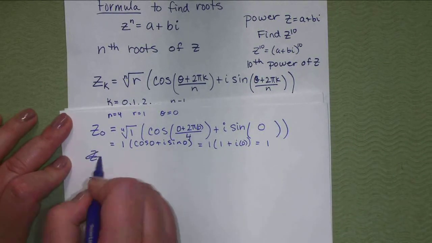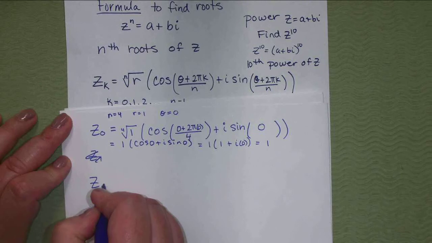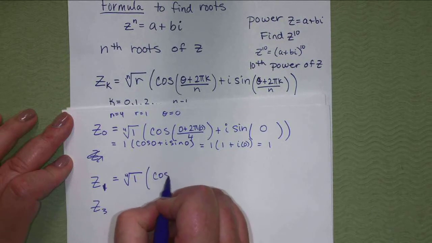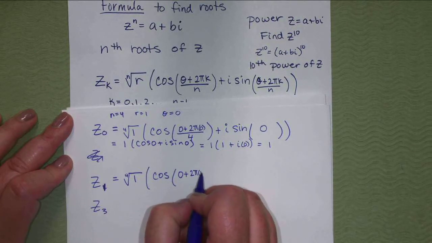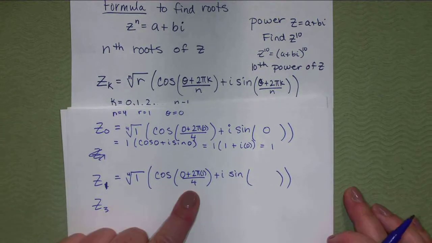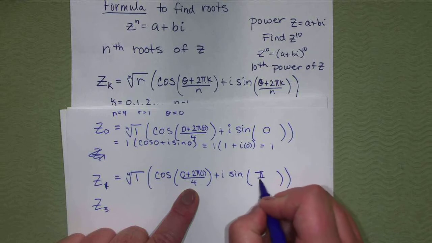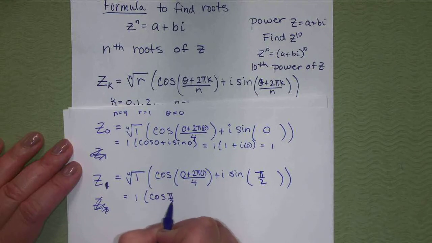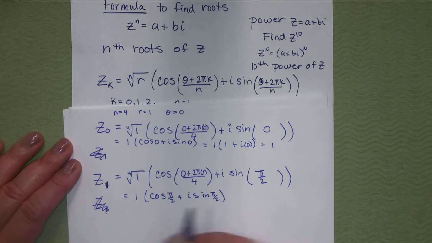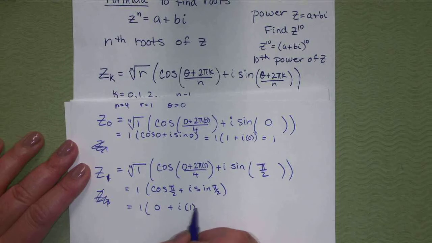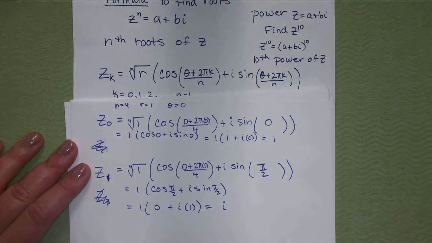Okay, I'm just going to move these down. So z1. Same start. This is the same. The thing that changes is the k. So 0 plus 2 pi times 1 over 4. All right, so what does this work out to be? Yeah, 2 pi over 4, which would be pi over 2. So this is 1 times cos of pi over 2 plus i sine of pi over 2. And if we work that out, cos of pi over 2 is 0, plus i times sine of pi over 2 is 1. So this works out to just i. And so you list your 4.